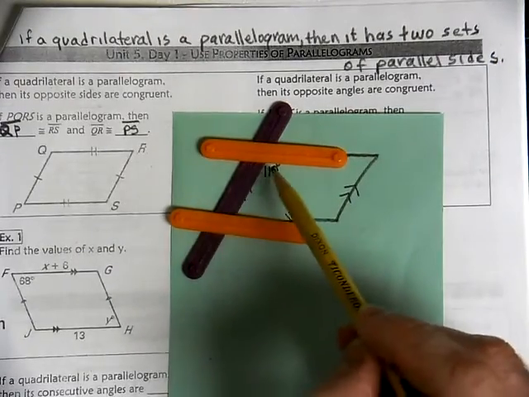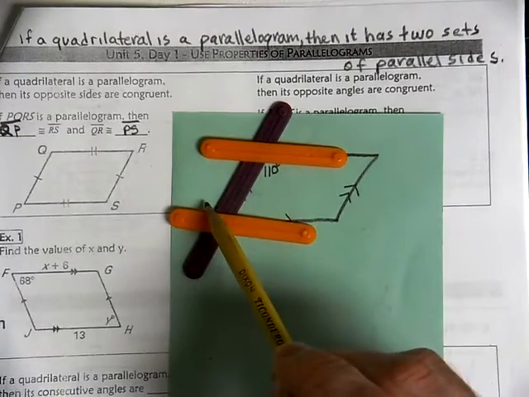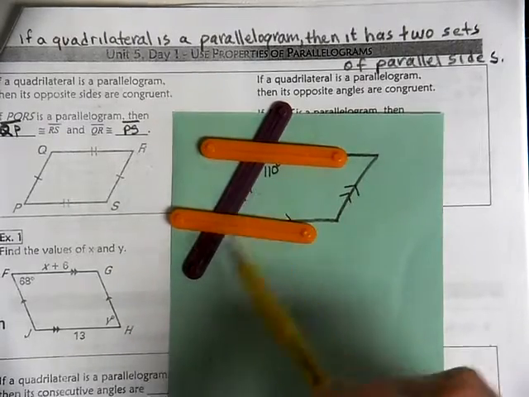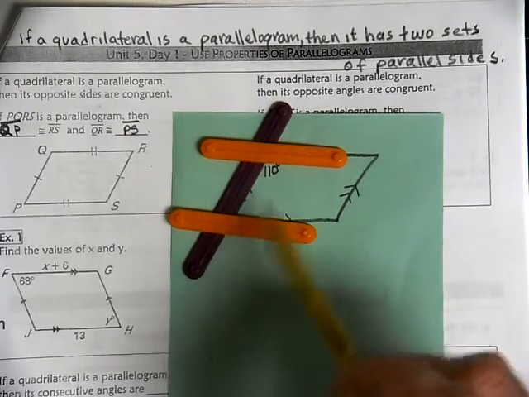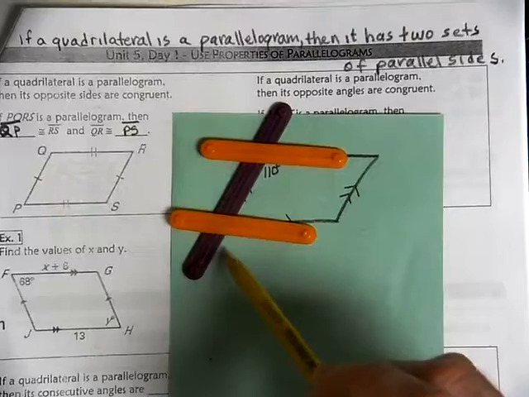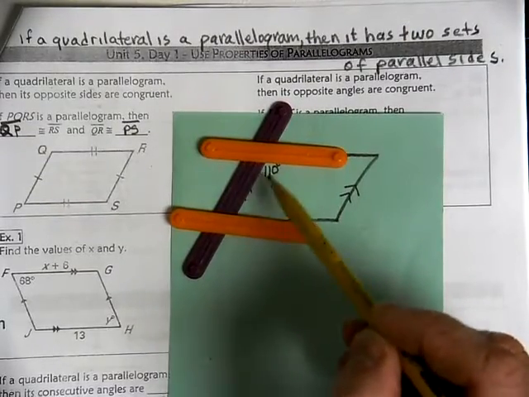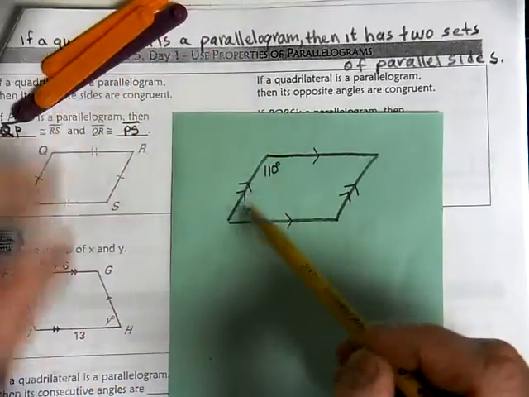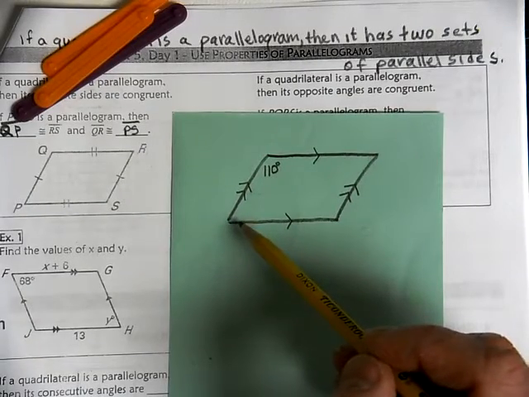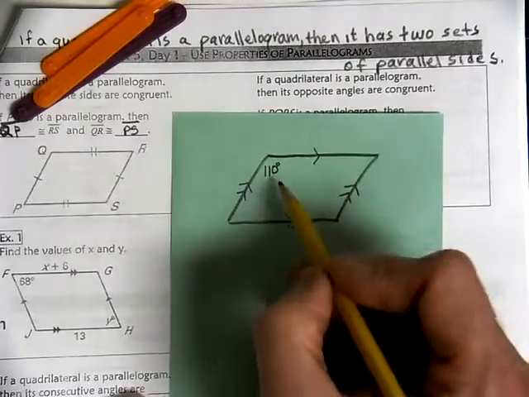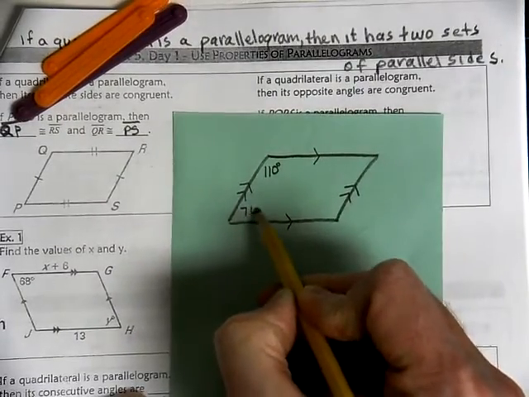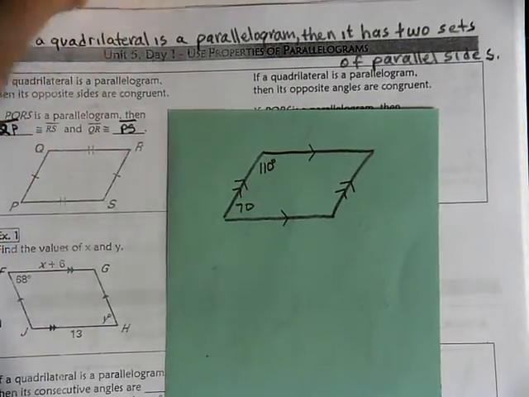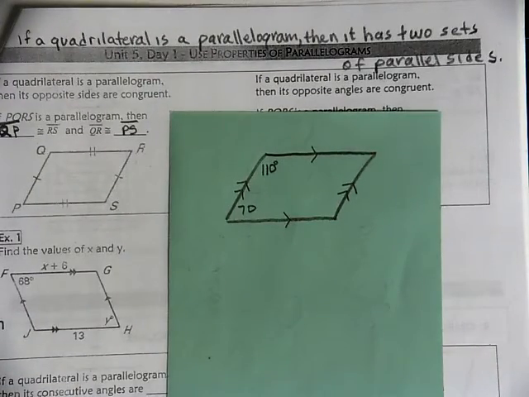Some people might say we have alternate interior angles, but this angle that's alternate interior isn't in the shape. Corresponding, this angle down here isn't inside the parallelogram. So we're not going to talk about that one. The only two that we can talk about are those that are inside the shape, and that would be consecutive interior angles. We know that consecutive interior angles are supplementary, so this needs to be 70 degrees. Consecutive interior angles are supplementary if two lines are parallel.